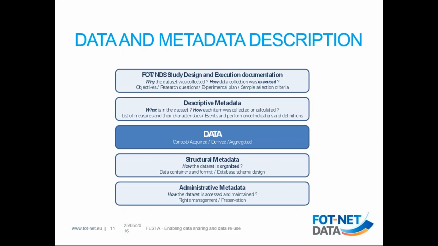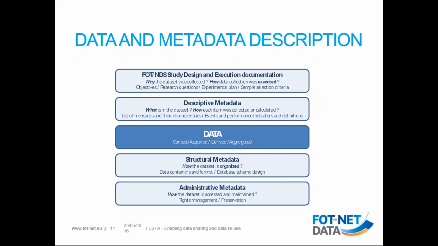If we go upwards in the model, you have the descriptive metadata, where you actually describe the different data parts. And here you can see how it was collected or calculated. You have a list of measures and their characteristics, and you also talk about the performance indicators and definitions. So, for instance, what I brought up earlier, like the frequency, how it was calculated, and so on.